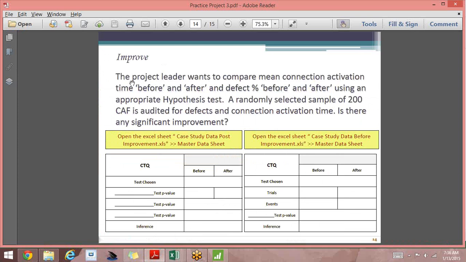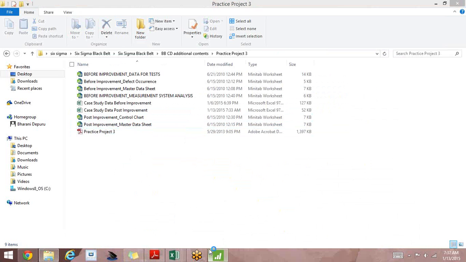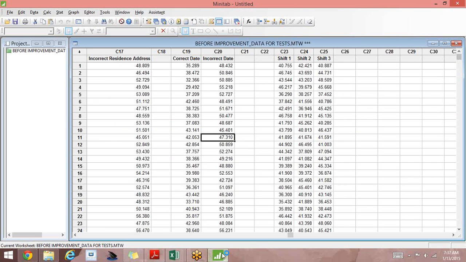Yeah, this is what you do, right? Now the second thing is the project leader wants to compare mean connection activation time before and after and defect percentage before and after using the appropriate hypothesis test. A randomly selected sample of 200 customer application forms is audited for defects and connection activation time. Is there any significant improvement? So when we did the hypothesis testing, we should have noted down all the p-values. Now we perform another hypothesis testing after the improvement, and then we compare those p-values. Did the p-value really improve or not? For that, you can just open the master data sheet, or let me see whether there is. Post improvement master data Minitab file. Is it opening up? Yeah, it's still opening up.